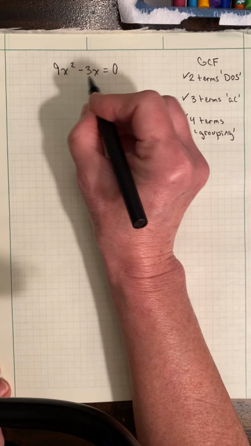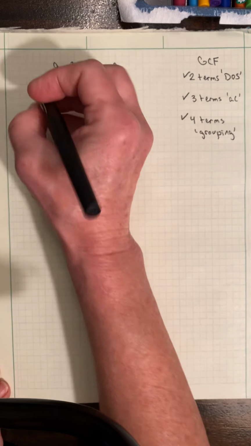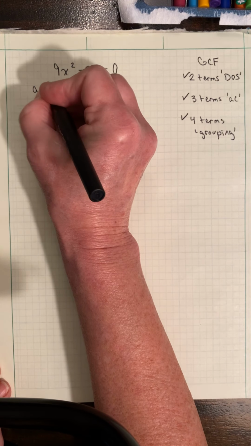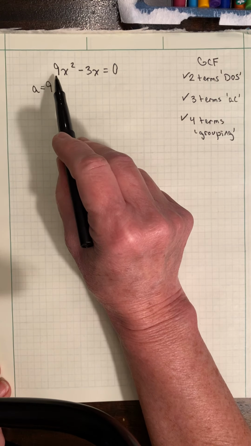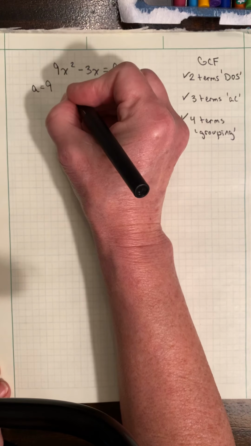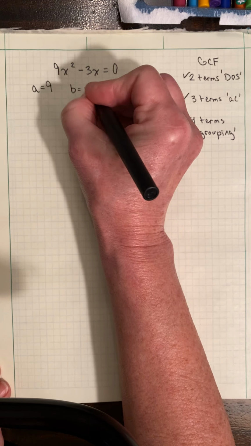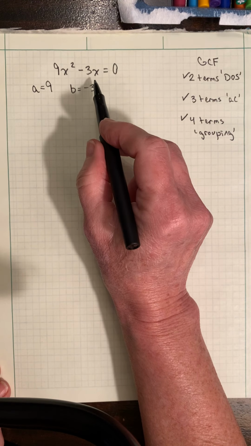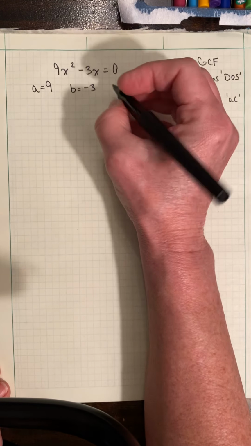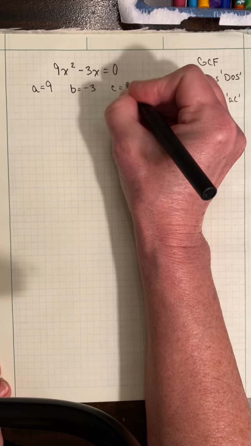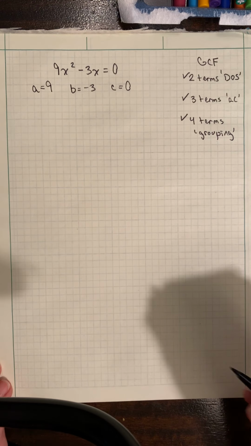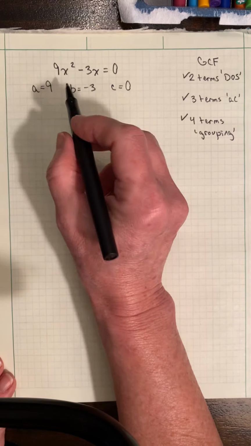Okay, well we have that set to 0, so that it is standard form. So A is 9. A is always the number in front of the x squared. B is -3. Our x term is always next. We're missing a constant, and so C would be 0. Okay, now let's go to factoring.